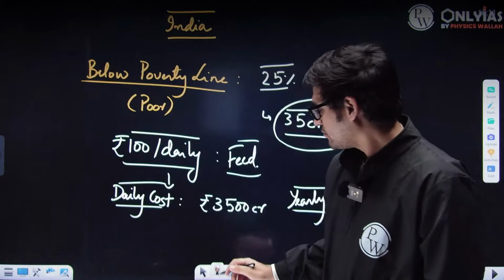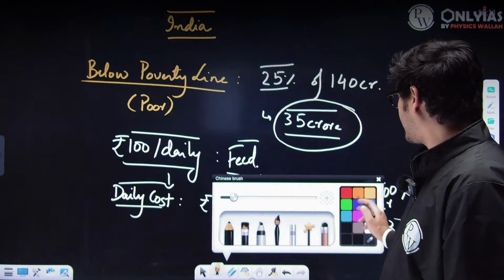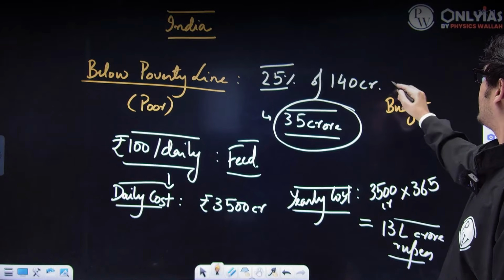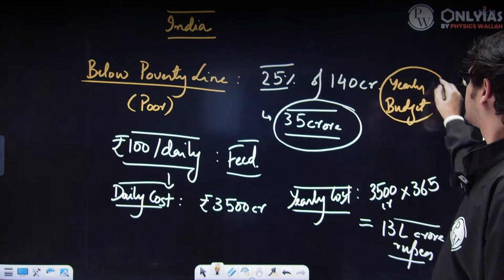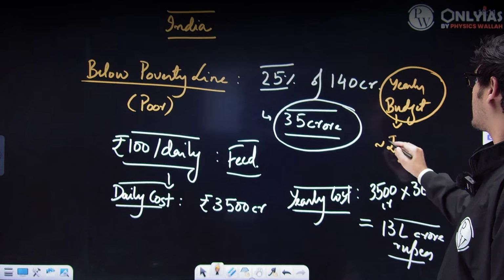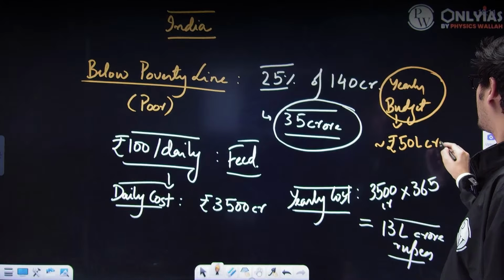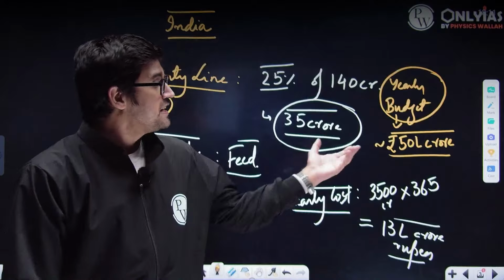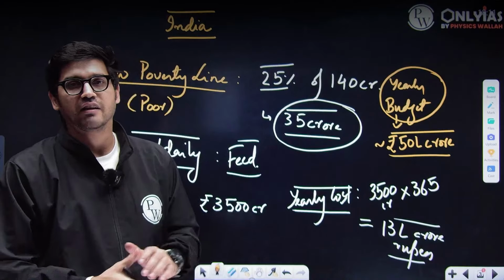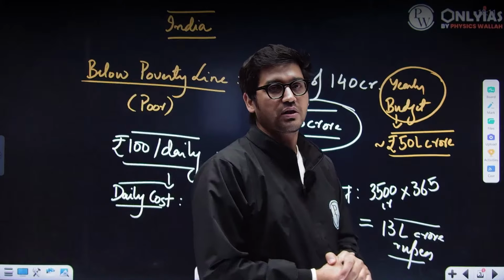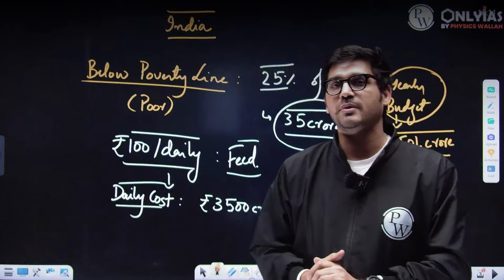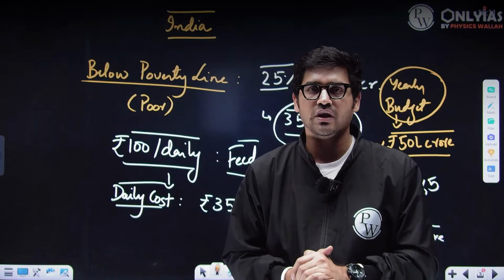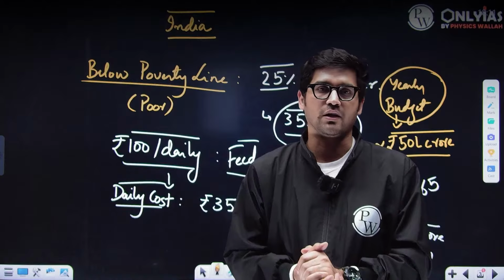Why? If you look at the budget of the Indian government, India's yearly budget is closer to around 50 lakh crore rupees. This is the budget that the Indian government is working with. Every year the government presents a budget in the House of the Parliament. If you look at the expenditure that the Indian government has decided to make for this financial year, you will find that the number is closer to 50 lakh crore rupees.